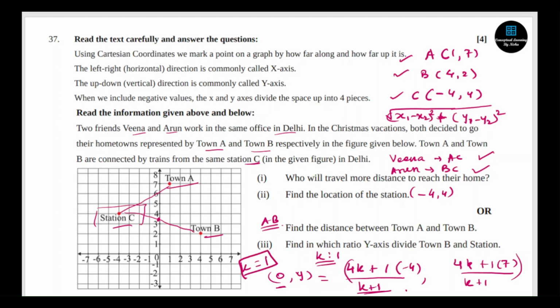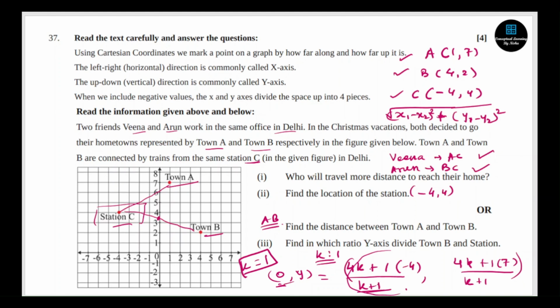Okay, you have to equate this thing with 0, right? So what you can say, it divides in 1 is to 1 ratio. So this is 1 is to 1 ratio. Correct? I hope you understood this.